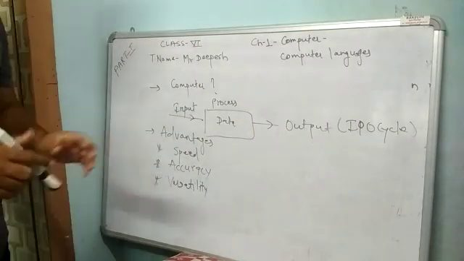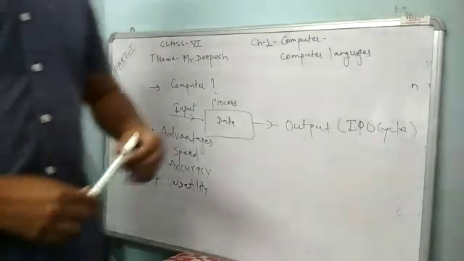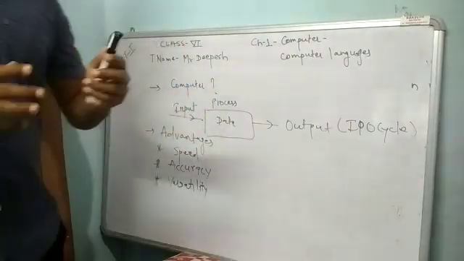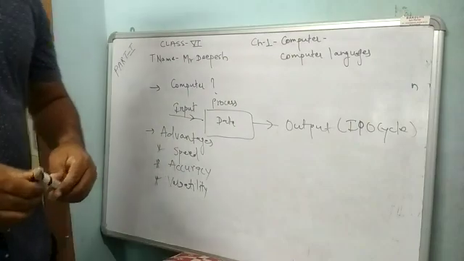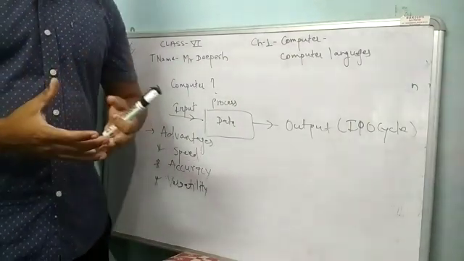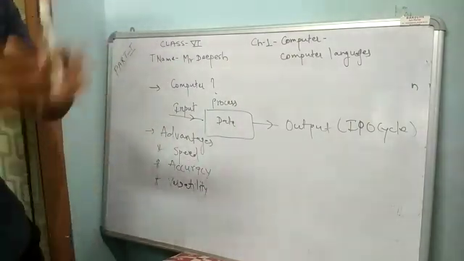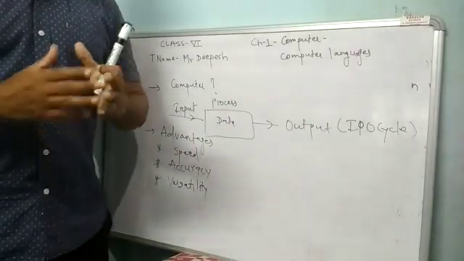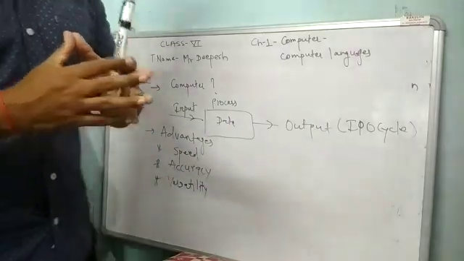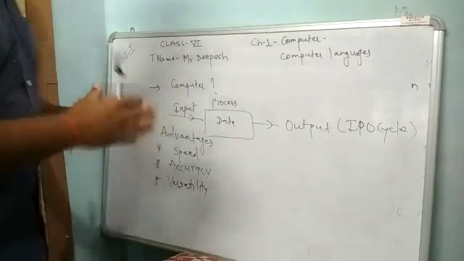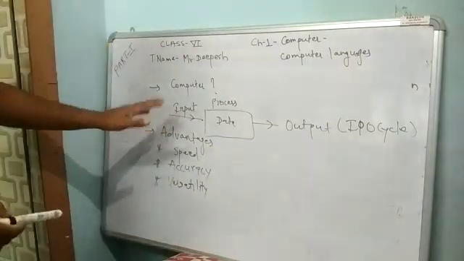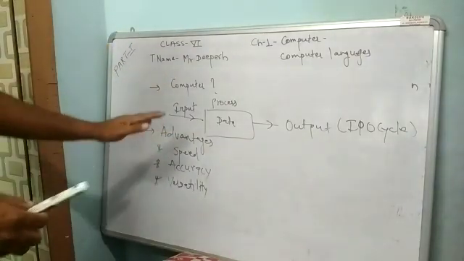Right, so let's start, students. What is the computer? Computer is an electronic machine which takes data in form of input, processes it, and gives us result in form of output. Okay, what I said, I will try to explain this definition in this figure.